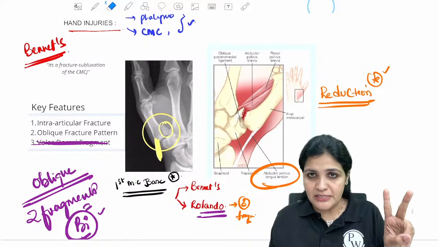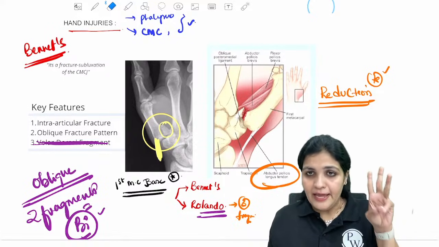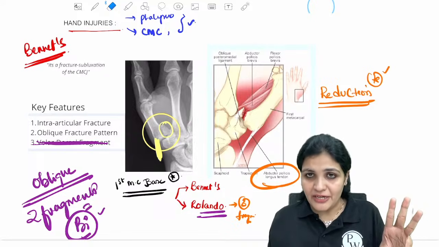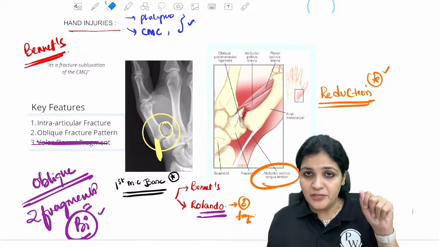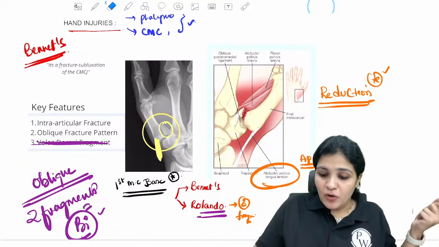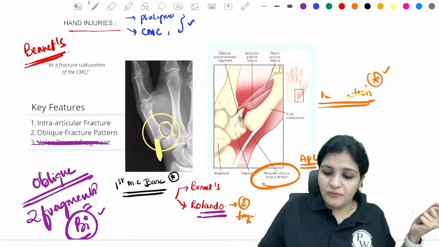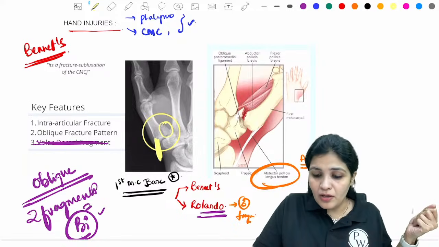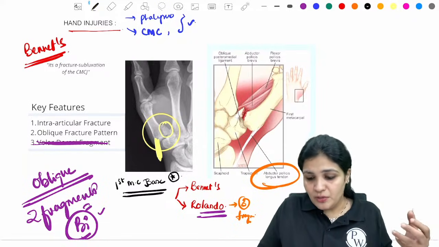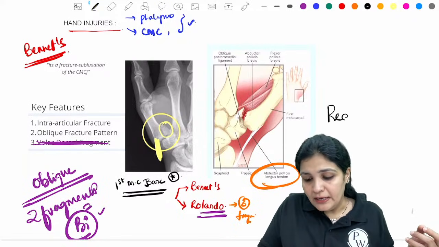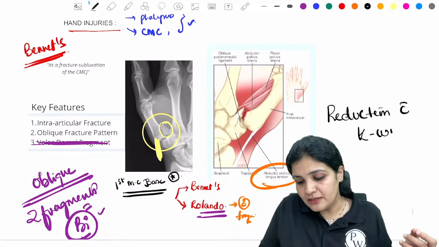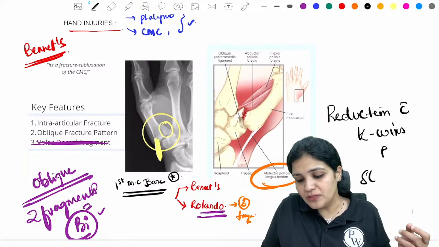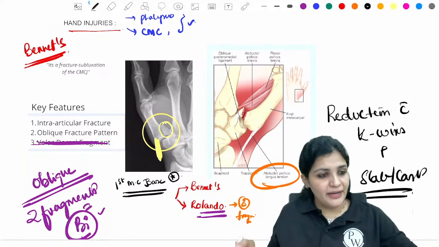Because it is a fracture subluxation, it is intra-articular, and it is a bifragment oblique fracture. The larger fragment is being pulled by your APL, and because there is a pull of the tendon, you cannot reduce it conservatively. So you open it and do a perfect, accurate reduction with K wires, right? And then you maintain it with a slab or cast. So that is the treatment, and that is about your Bennett's fracture.